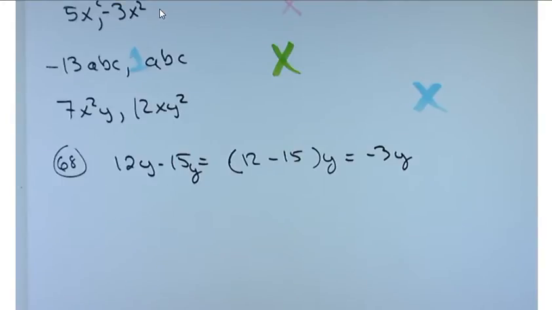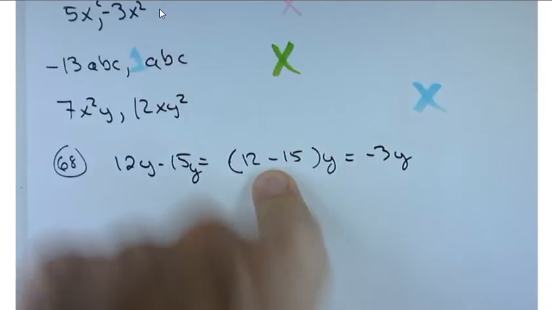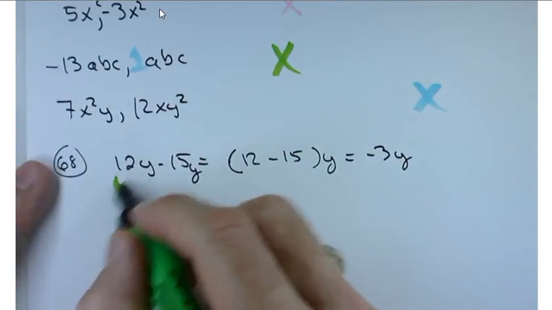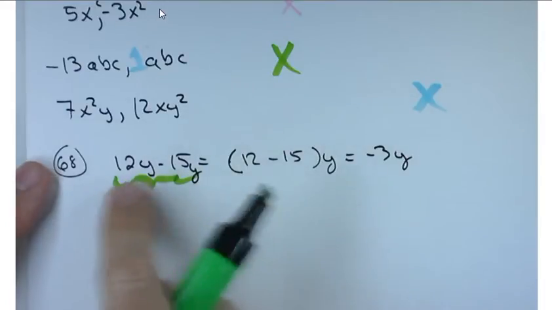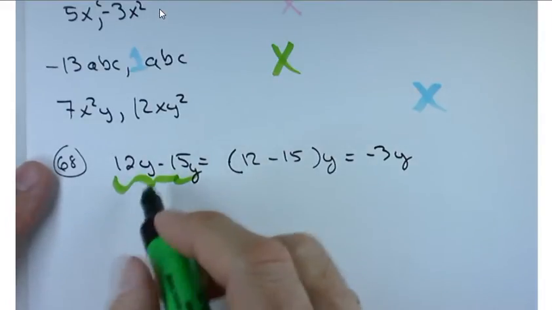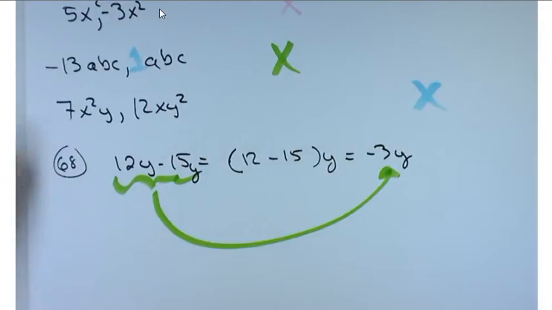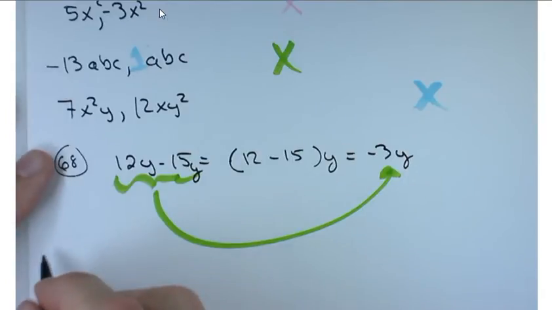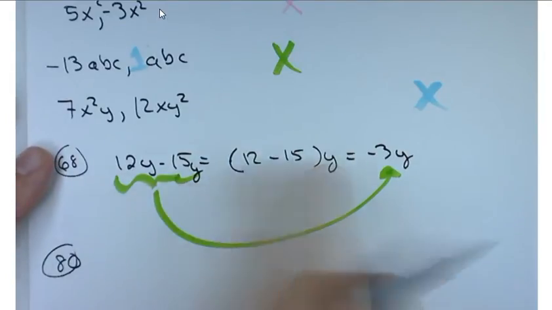Now the bottom line, I don't want you to have to take more time on doing these things than you have to. The bottom line is this. When you're subtracting or adding like terms, you're just going to add or subtract the coefficients. You look at that, you say they're like terms. 12 minus 15 is negative 3, and that's it. So you should go from here to here. This is just demonstrating why it works. But you don't have to do that for all these different problems. Let's jump up to problem number 80 unless there's some comments or thoughts on 68 here.